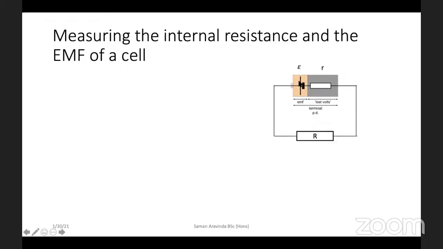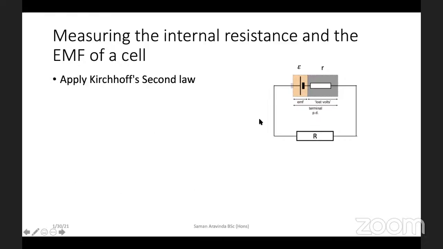Now if you look at the battery, it has an EMF epsilon and an internal resistance, small r. Let's say we connect a load resistance, capital R. I used to call it small r for the internal resistance, so the big R is the load resistance.